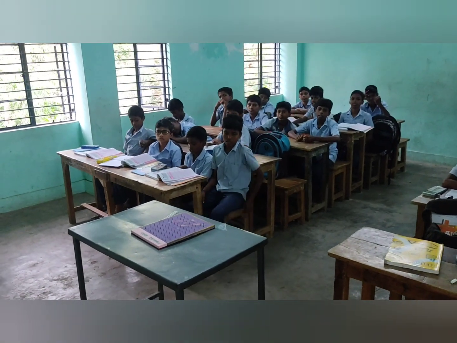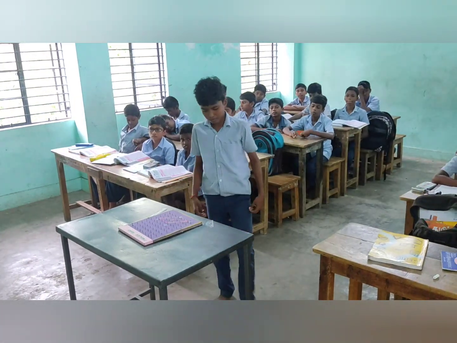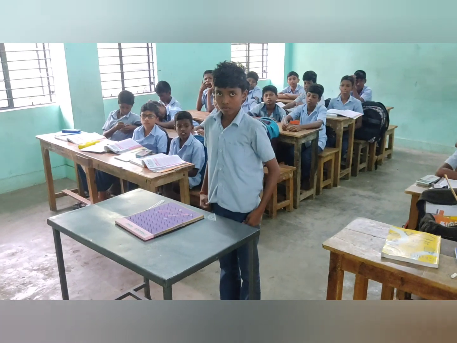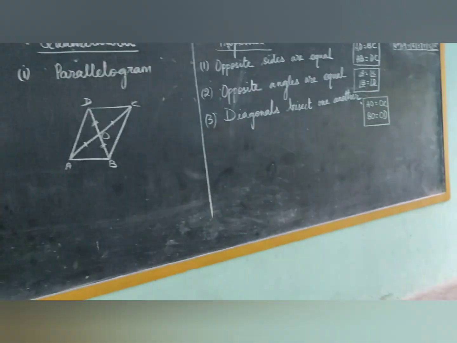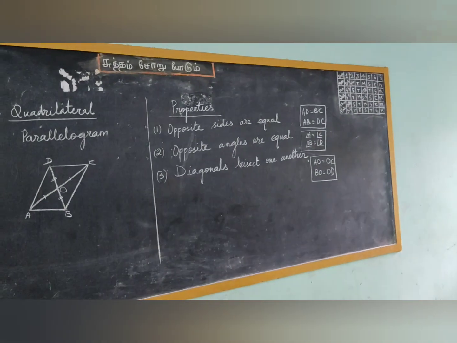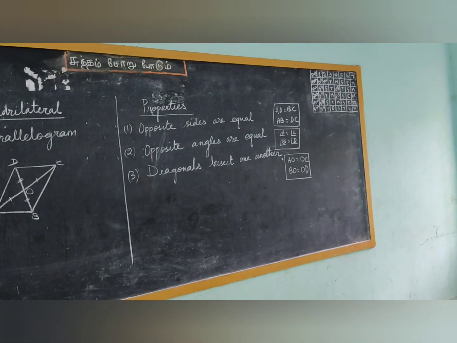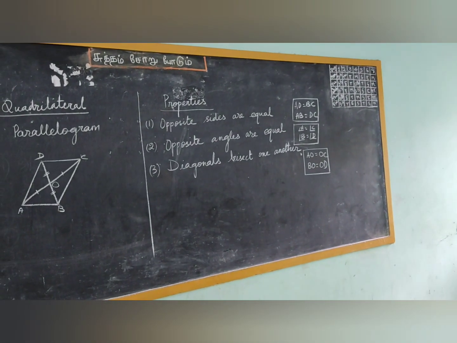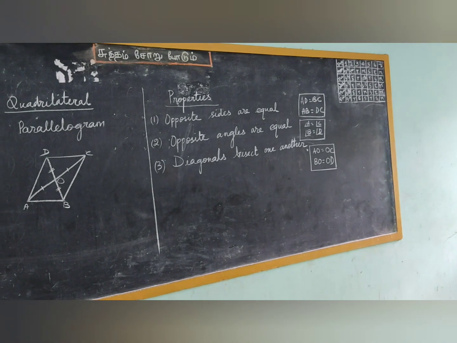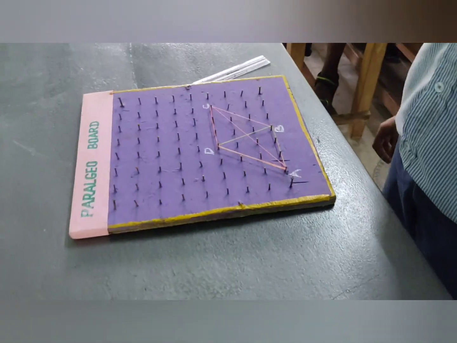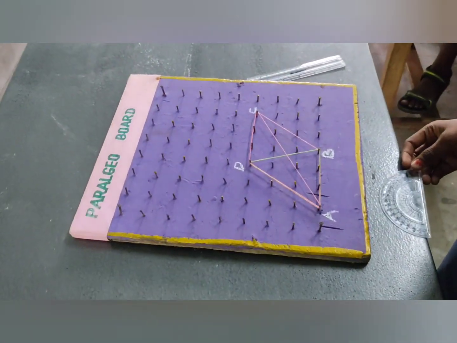Rishi Kumar, come forward. Stand nearby the table. Now you have to measure and check property number 2 of parallelogram. Opposite angles are equal. Now in the geoboard there is a parallelogram.